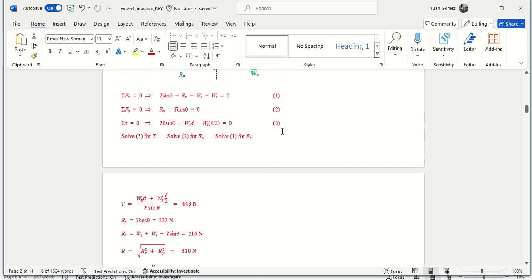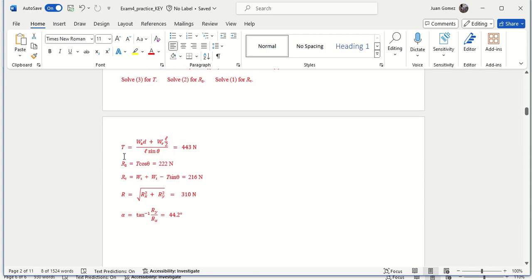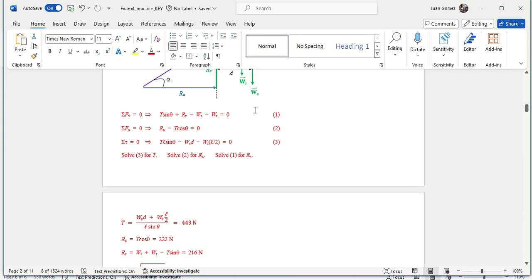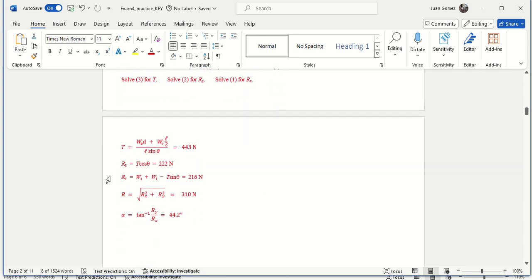Again, solve 3 for T, then just go backwards, solve 2 for Rx. Rx is T cosine theta, 222 newtons. Then solve equation 1 for Ry. You get Ry is equal to this expression. Plug in the numbers, you get 216 newtons. So we're pretty much done. Magnitude of R, Pythagorean theorem, you get 310 newtons.